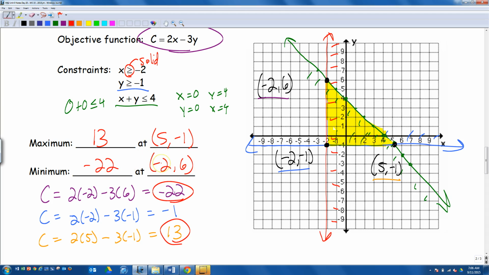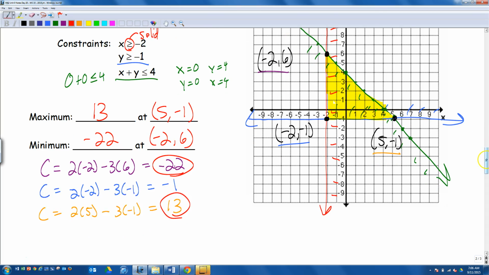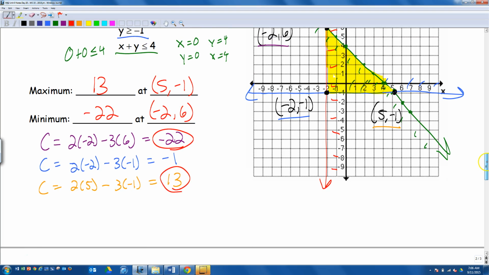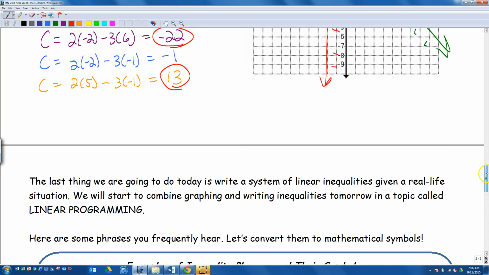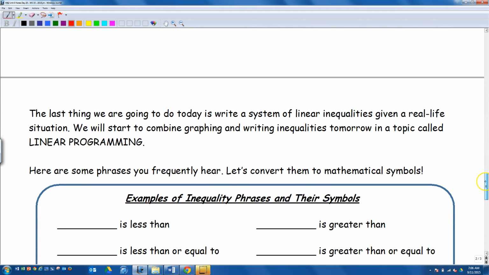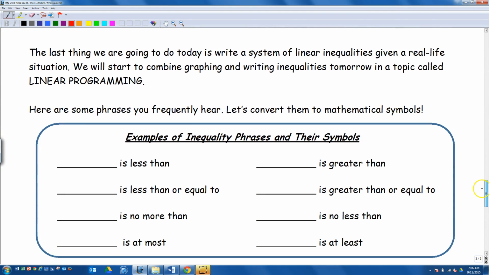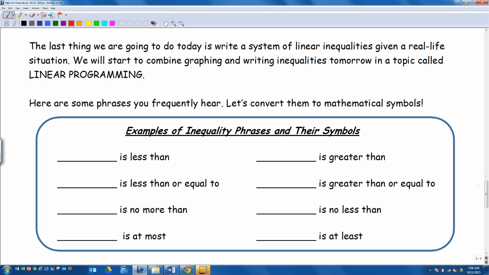So that was just putting everything together. We had to come up with our region and then figure out what minimized and maximized our answers. Okay, so the last thing we're going to do is write a system of linear inequalities for real life situations, so we can do these with real life problems. So first we're going to start doing that tomorrow, and that's going to be called linear programming.